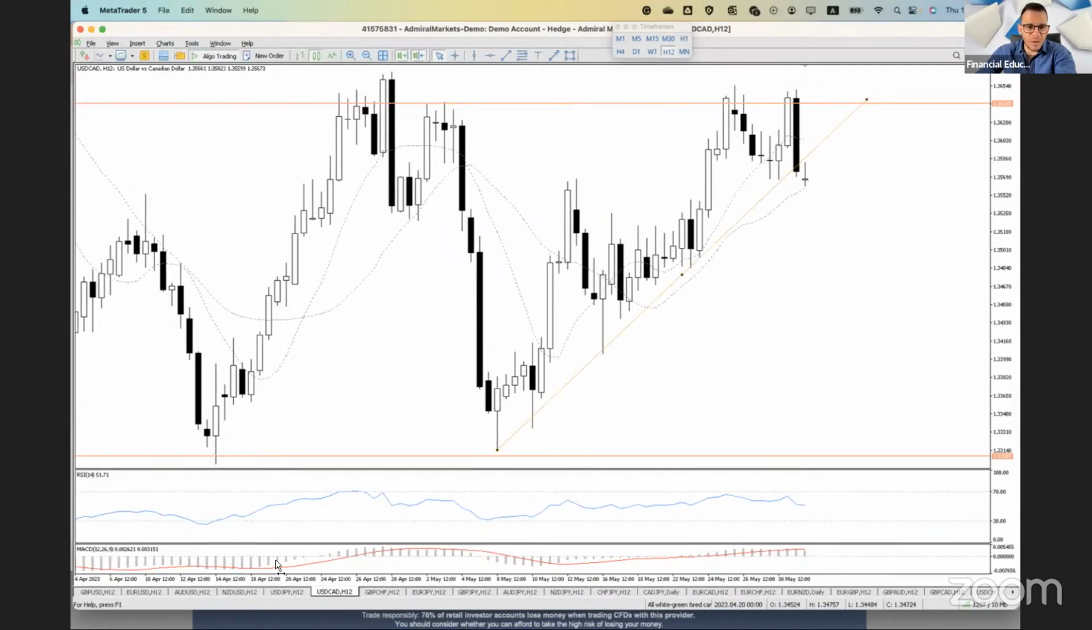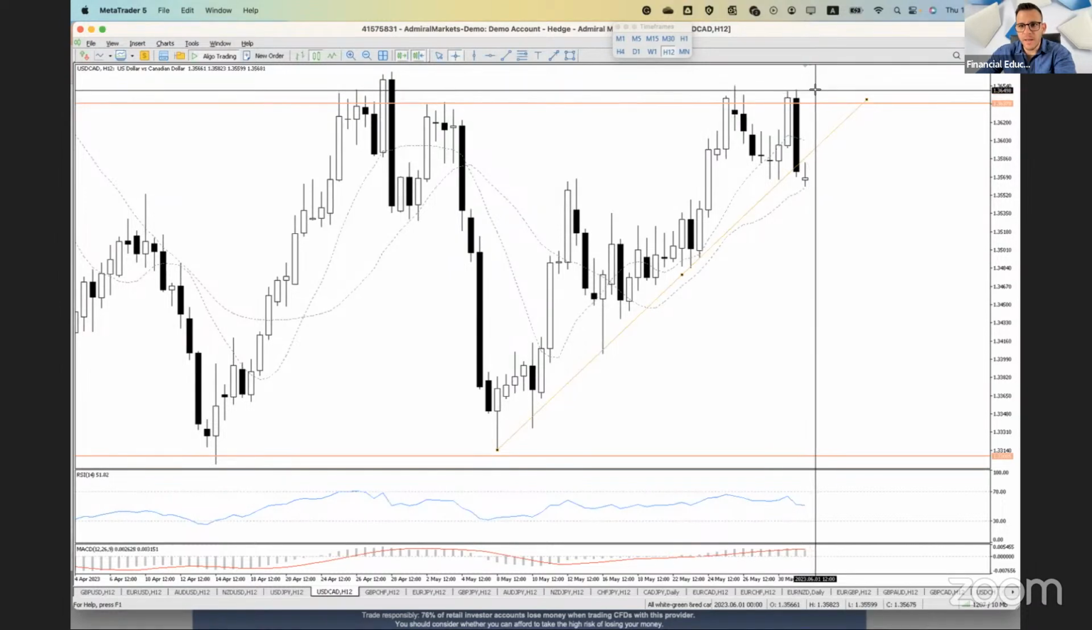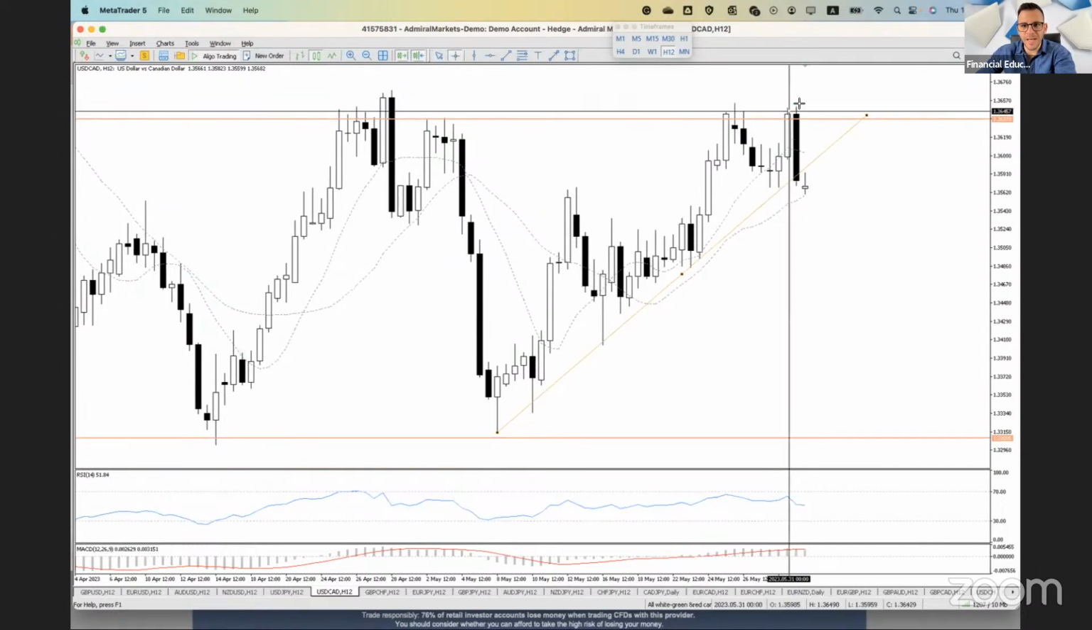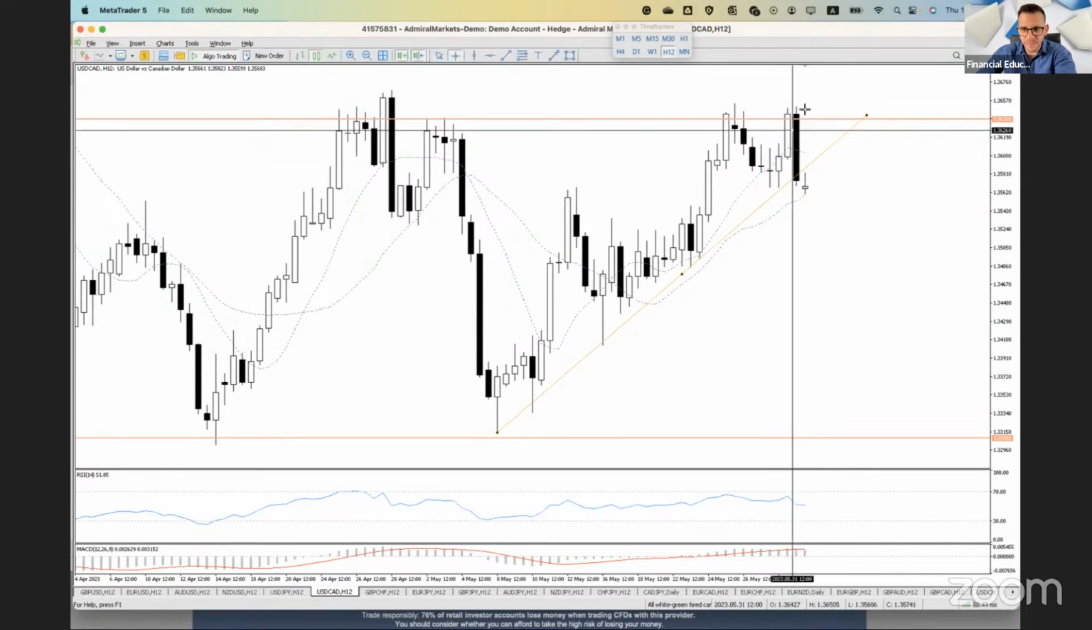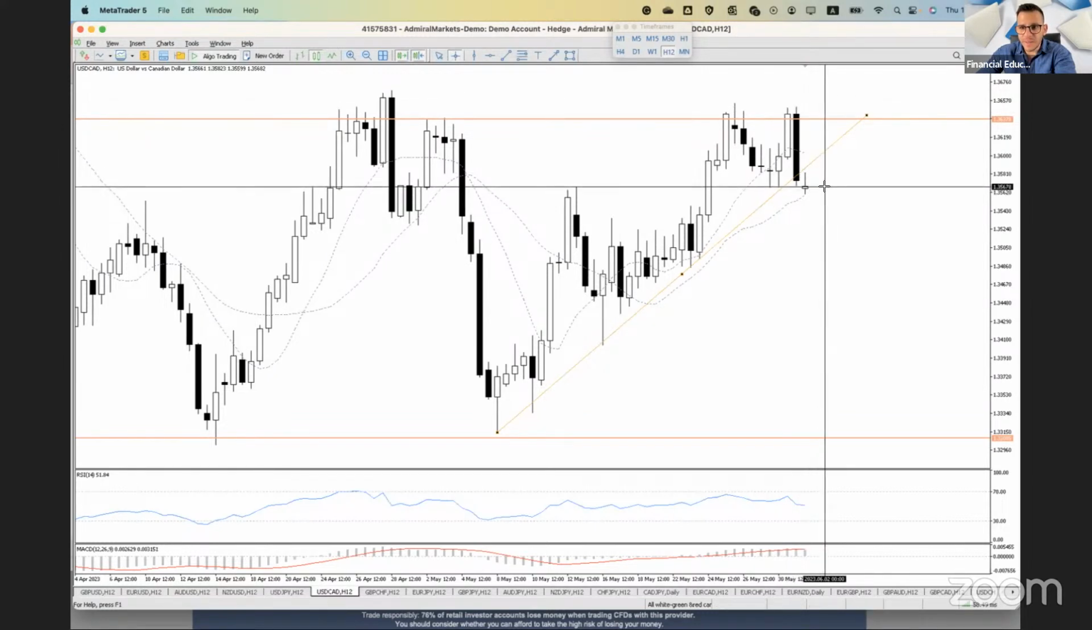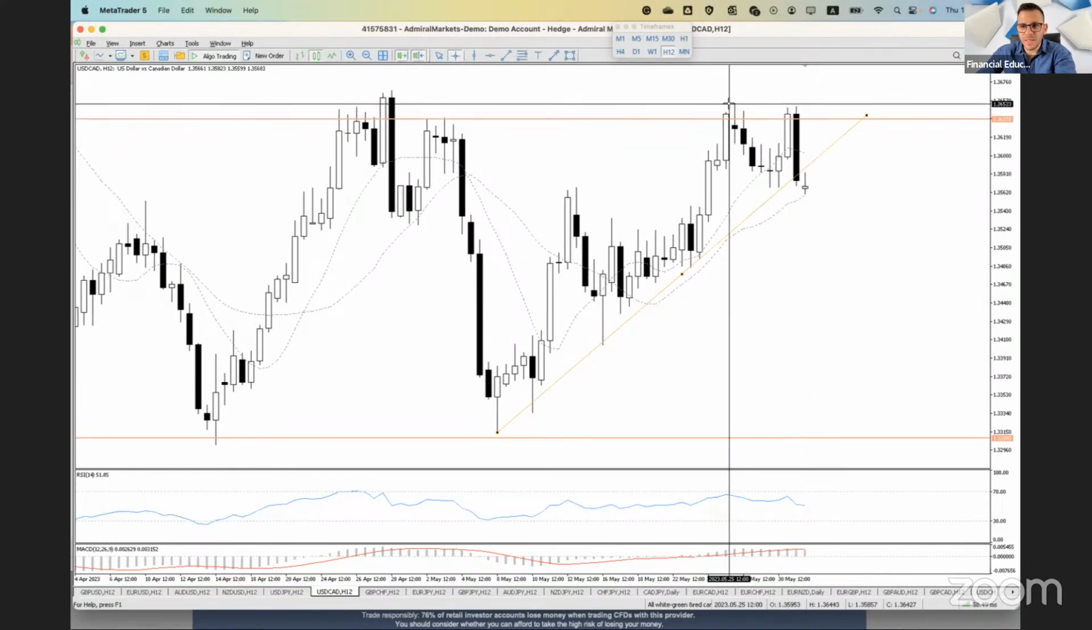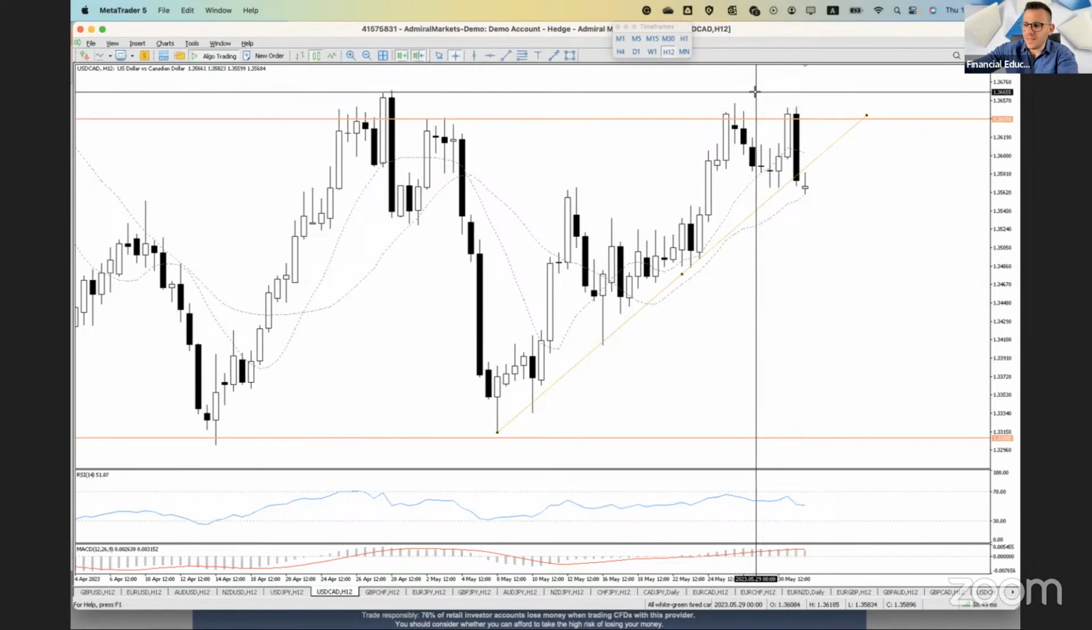I got stopped out on the USD Canadian dollar. I had a trade here. My stop loss was below there, and the market didn't continue higher. It was just a few pips before my target, so I got stopped out. That's fine. Very nice bearish engulfing. We can say that's a double top here.